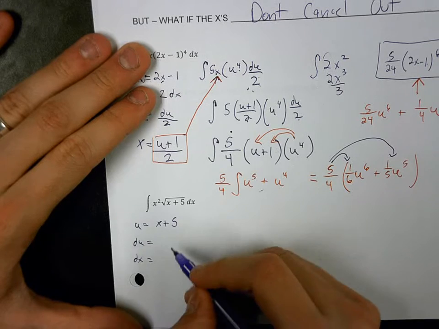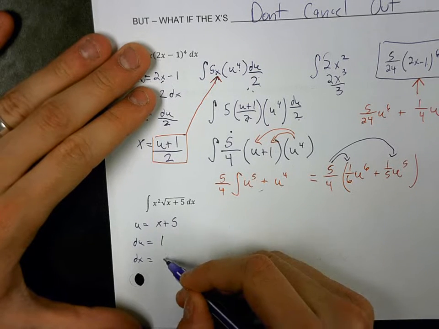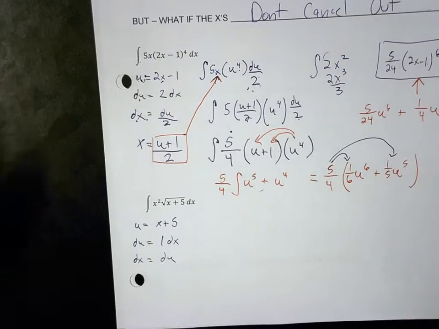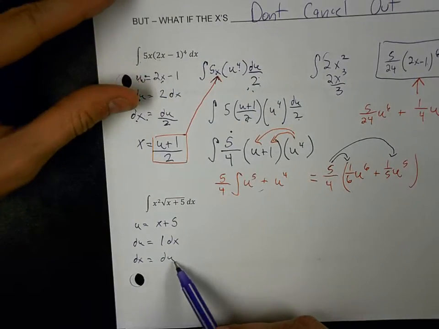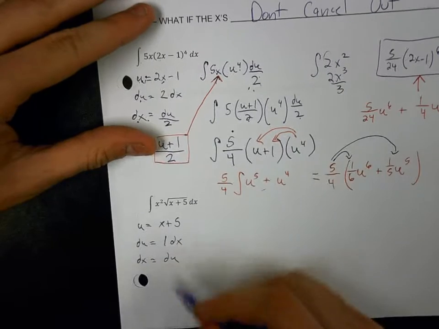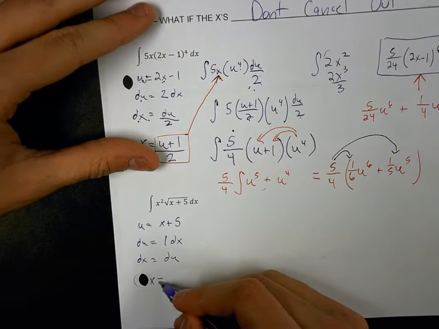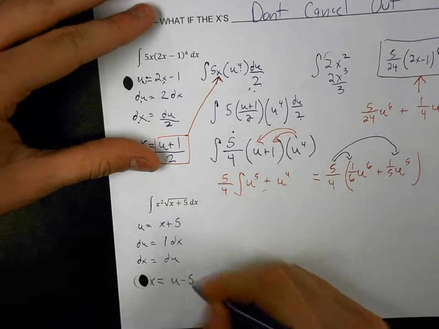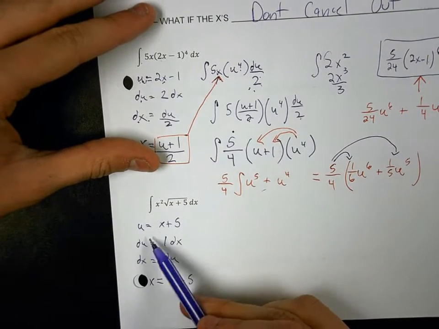Alright, let's keep going. du is 1. dx is du, because it's just 1. Okay? So automatically, there's no x terms here, there's an x squared there, so we're in trouble. So we have to go down here and isolate x. If you see that it won't cancel, isolate x, and x is u minus 5. How do I know that? I just subtracted the 5 over there.